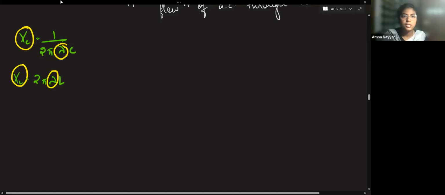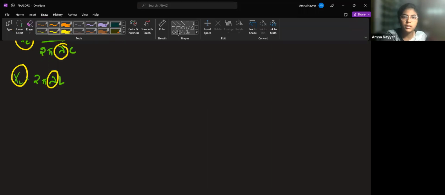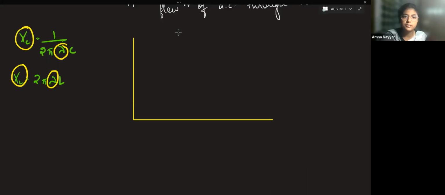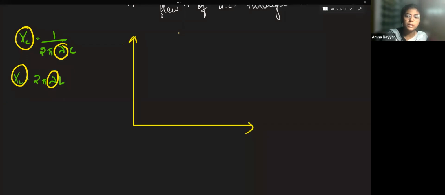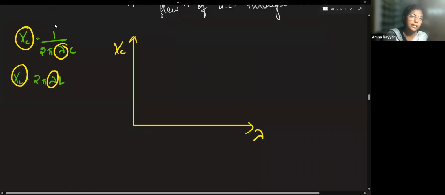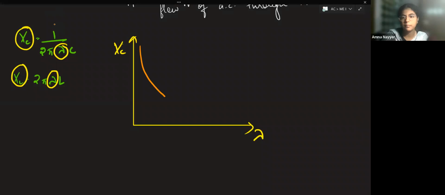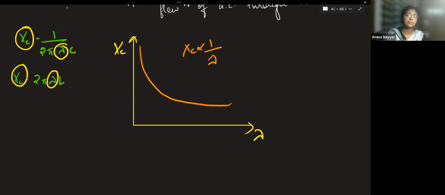So if you plot a graph between XC and frequency, this time you will not obtain a straight line. It will be a curve, because XC is inversely proportional to the frequency. So questions also come. If the paper is easy, then definitely this type of question will come.